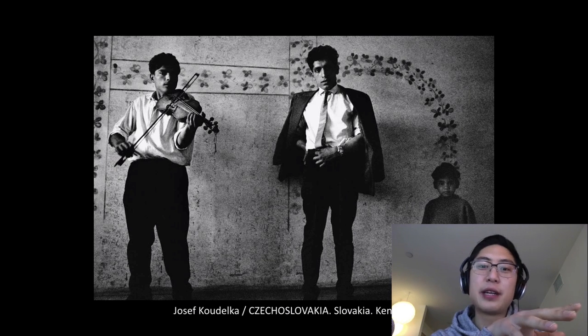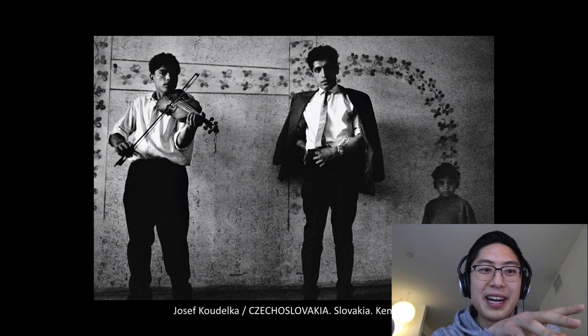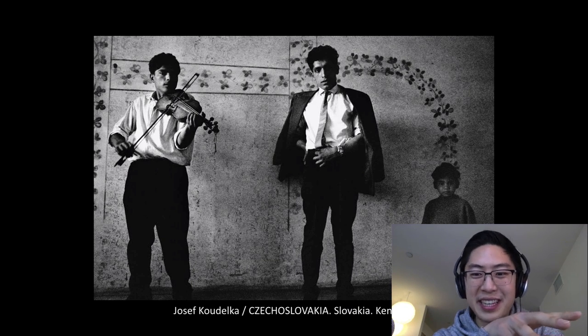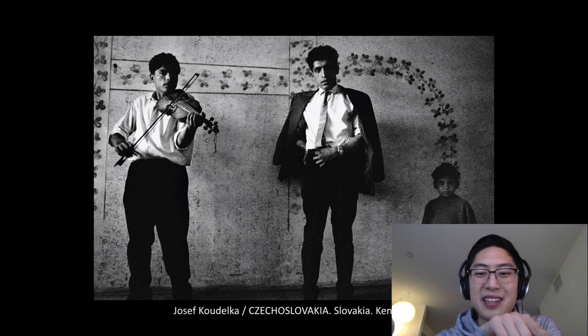So another tip that I learned about photos is that generally subjects work best in odd numbers, especially in threes. So you have these three people perfectly spaced and this little kid in the bottom right corner. And so you could see this leading line from the pattern of these little flowers in the background, taking you from the far left, the guy with the fiddle, to the middle, the guy with the tie, then all the way down to that little kid in the bottom right corner.